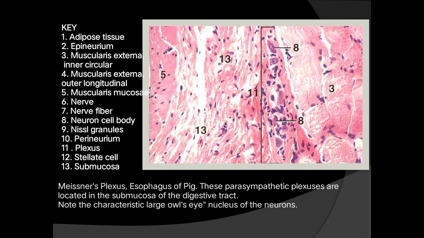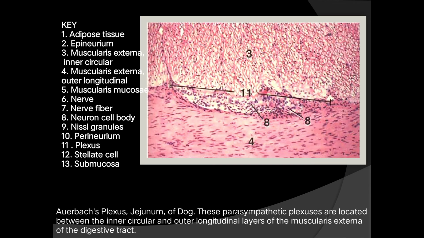Next, in the section we can see, just to get an idea, the myenteric plexus of the esophagus of the pig is shown in this photograph. Eighth is showing the neuron cell body, and third is showing the muscularis externa, the inner circular layer. Thirteen is showing the submucosa. Five is showing the muscularis mucosa. In this way we can see it. Then third is showing the muscularis externa, inner circular layer. Eleven is showing the plexus, and eighth is showing the neuron cell body like this, and fourth is showing the muscularis externa in this way.